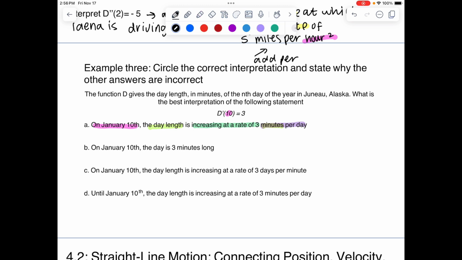And so this actually is the exact correct interpretation. We got it right the first time. D prime of 10 equaling 3 means on January 10th, the day length is increasing at a rate of 3 minutes per day. But let's go through and talk about why the other ones are not correct.